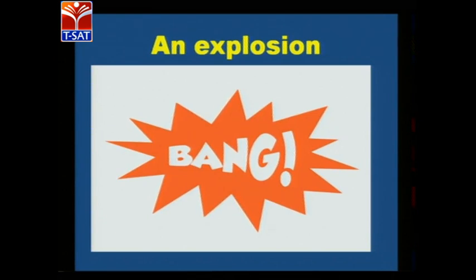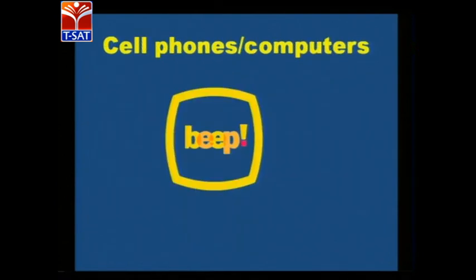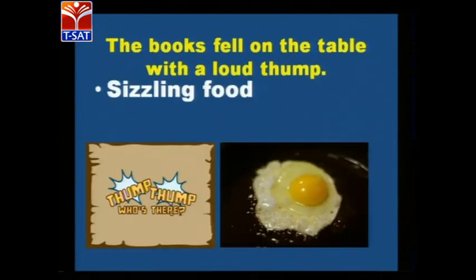Okay, dear students, you watched a small video that shows onomatopoeia. Bang is one word that refers to a sound that is made by a cracker. And when something falls into water, it gives a splash sound. And cell phones give a beep sound. Computers, cell phones, we come across one sound, beep. And sizzling is related to food. An omelette is sizzling in the pan.